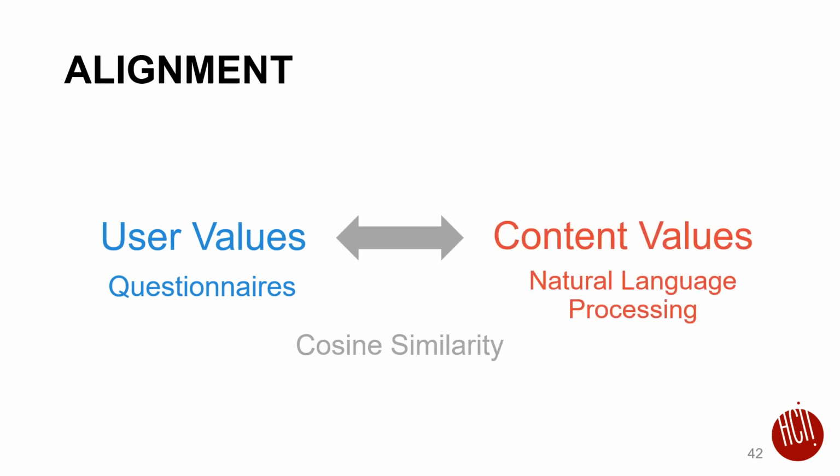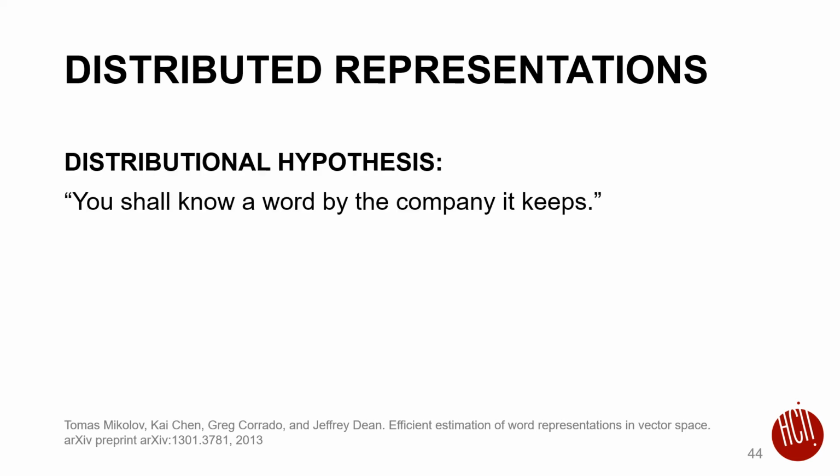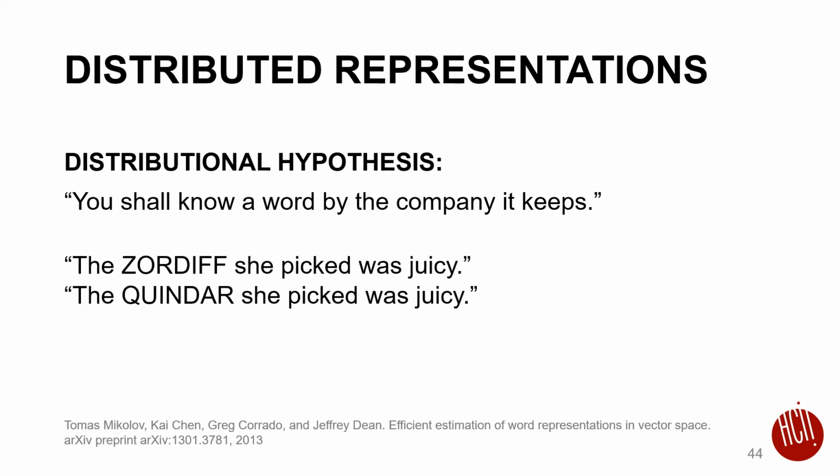Now let's talk about how we estimate the values latent in content using natural language processing. We use a method based on the distributional hypothesis, which is best summarized by J.R. Firth's famous quote, "You shall know a word by the company it keeps." Essentially, we would expect that concepts that appear in similar contexts are semantically similar. For example, if we were given these 2 sentences, the Zordif she picked was juicy and the Quindar she picked was juicy, we can't say a lot about these 2 fictional fruits, but we could be confident that they share features like being juicy and being pickable.